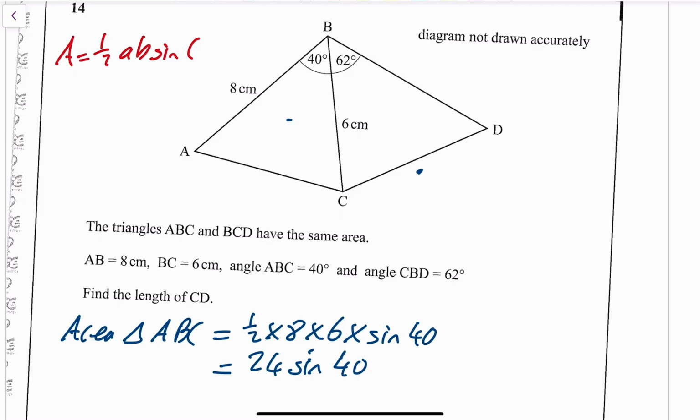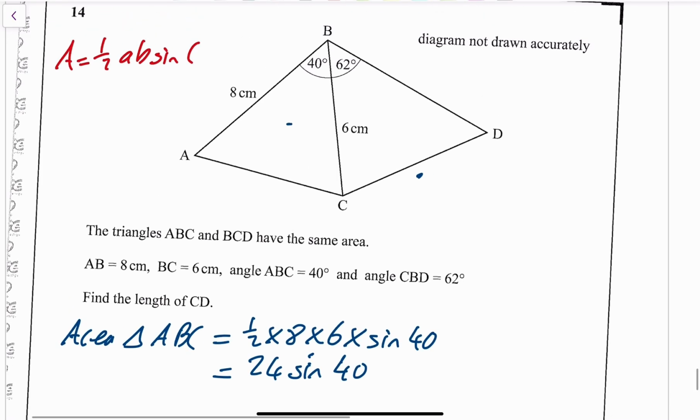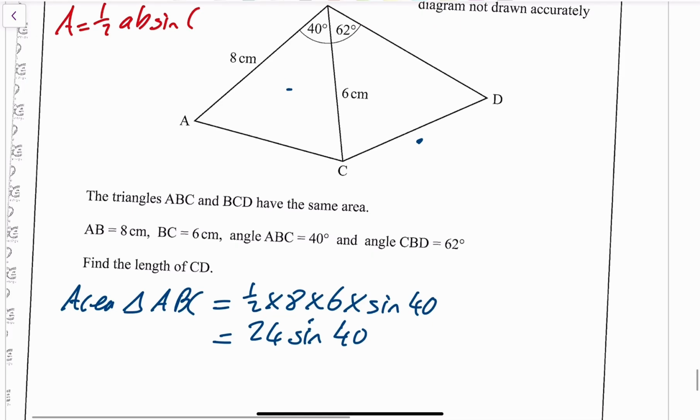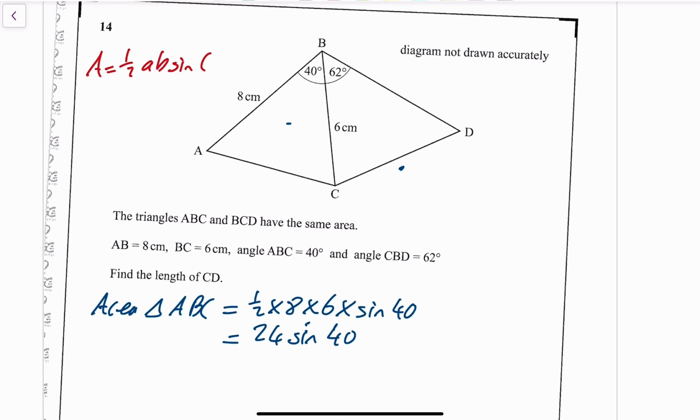That's perfect. All right, I could go to a whole pile of decimal places. I'm wasting my time if I do that, so I'm not going to do that. But we know that's the area of this one, and we're told these 2 triangles are the same, so this triangle here is also going to be worth 24 sine 40. That's what its area is going to be. So, therefore, the area of the second triangle, BCD, also equals 24 sine 40.